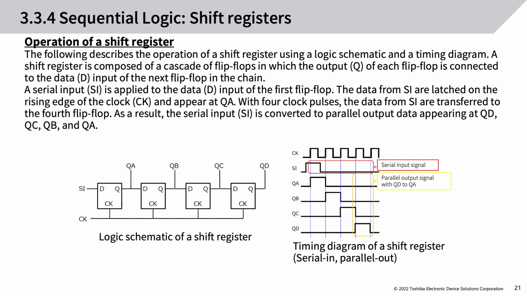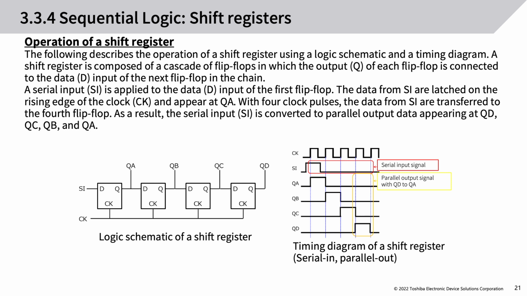Operation of a shift register. The following describes the operation of a shift register using a logic schematic and a timing diagram. A shift register is composed of a cascade of flip-flops in which the output, Q, of each flip-flop is connected to the data, D, input of the next flip-flop in the chain.